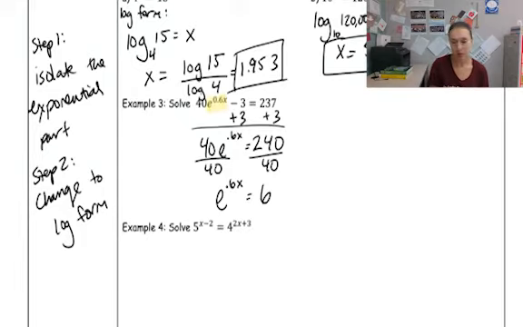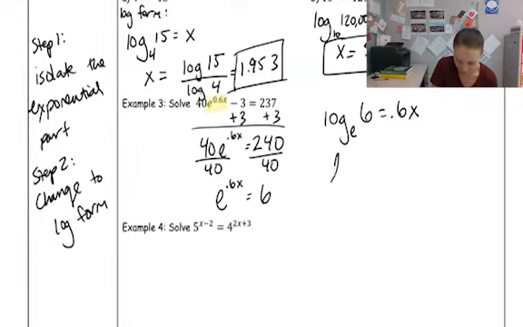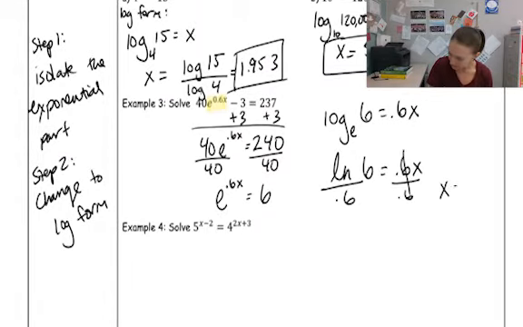Then I'm going to change to log form. Now log base e of 6 equals 0.6x. A log base e is the ln. So I'm going to rewrite that as ln of 6 equals 0.6x, because then I can just use one button in my calculator. Divide by 0.6, and x should be 2.986.